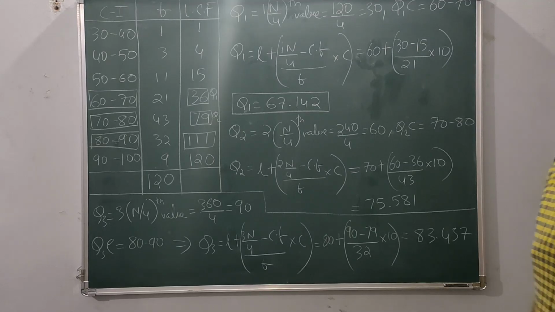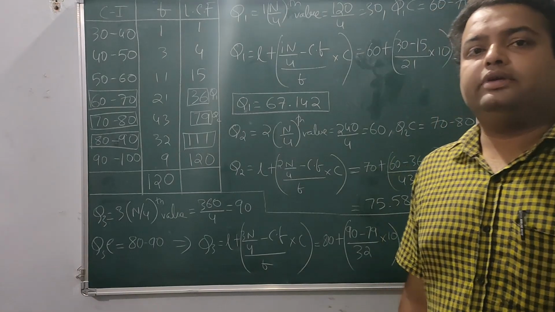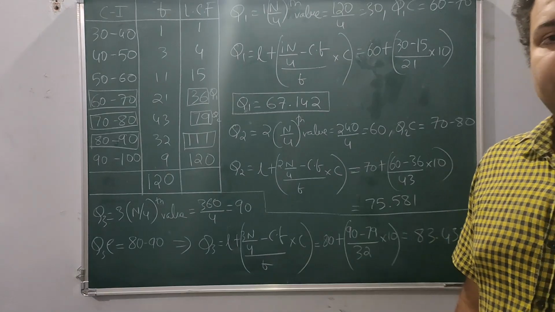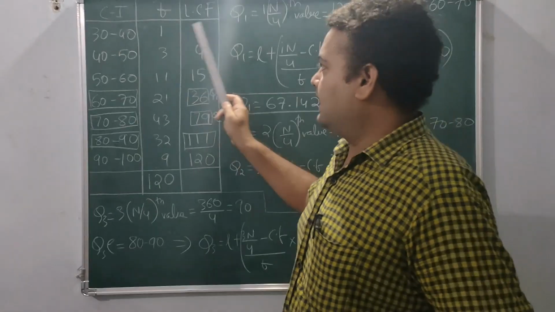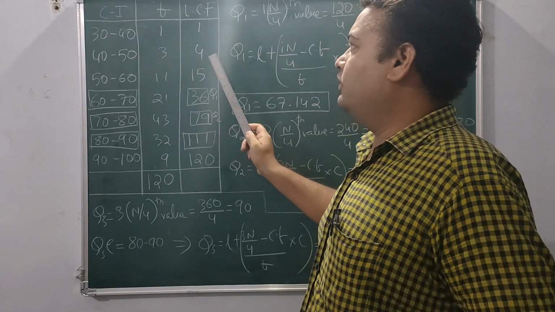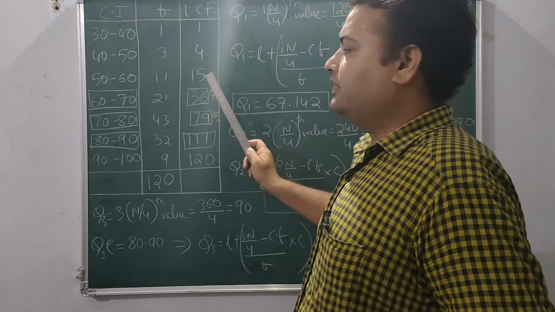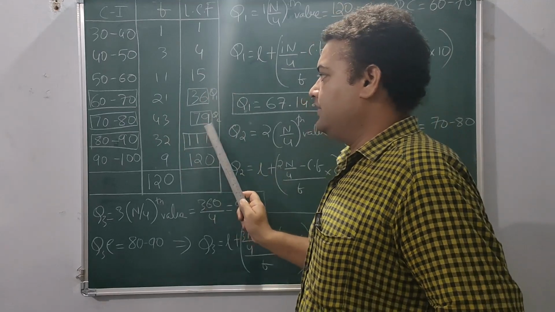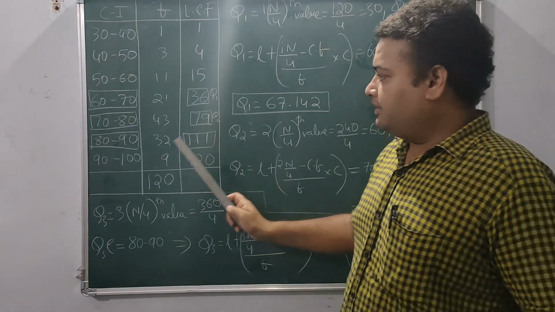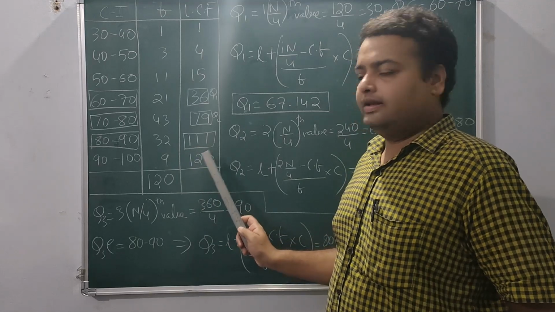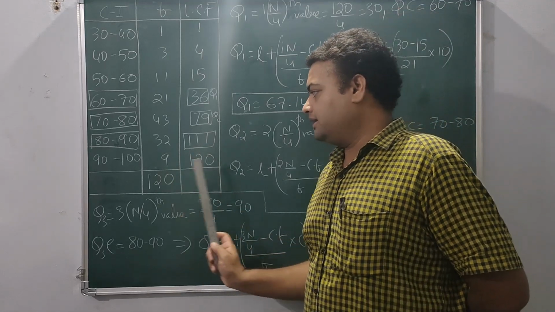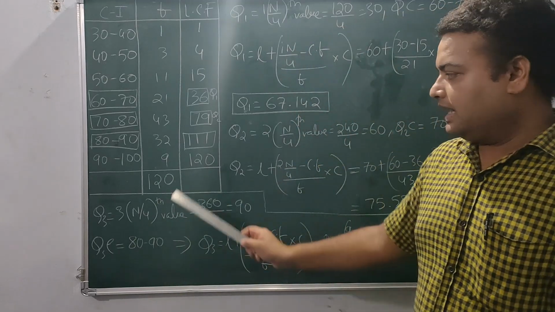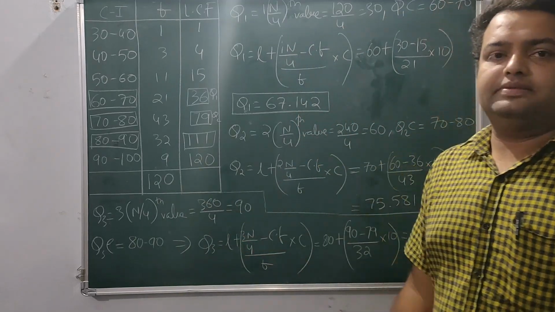First we have to find i into n by 4. Before that we have to find the cumulative frequencies. So 1 as it is, 1 plus 3 is 4, 4 plus 11 is 15, 15 plus 21 is 36, 36 plus 43 is 79, 79 plus 32 is 111 and 111 plus 9 is 120. The total here is also 120, that is the capital N, the total of the frequency.